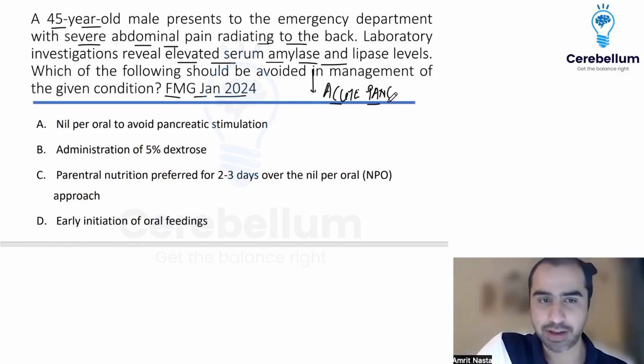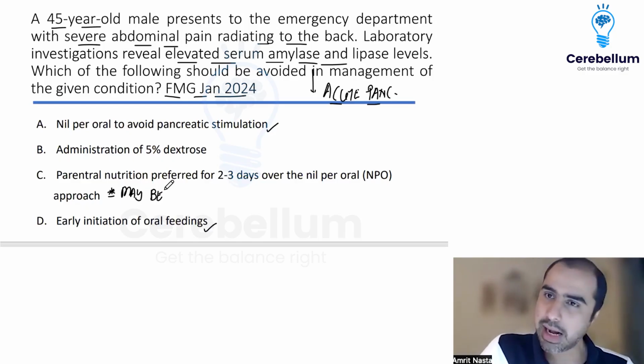If it is severe, then for some time you can give NPO, but you want to start him on oral feeds as early as possible. Parenteral nutrition may be preferred initially. This is a very controversial statement. I will say maybe.